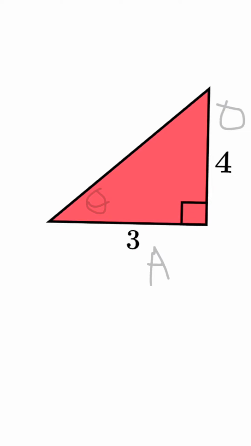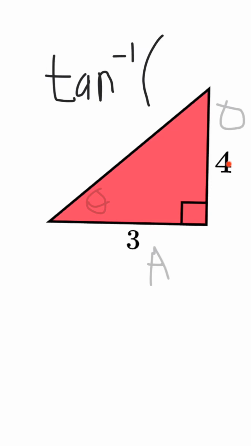Now, which of the inverse functions we just learned about uses the opposite leg and the adjacent leg? Well, that's the inverse tangent function. So we're going to take the inverse tangent, and then in the parentheses, we're going to do the opposite leg over the adjacent leg. So we're taking the inverse tangent of 4 divided by 3, and then closing the parentheses.